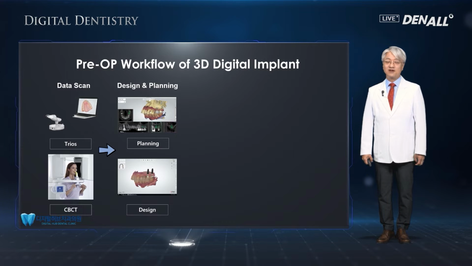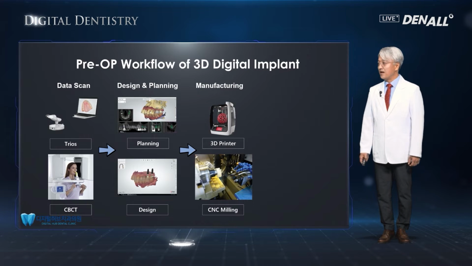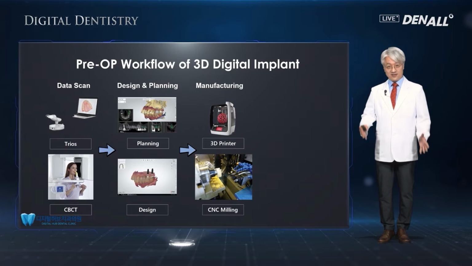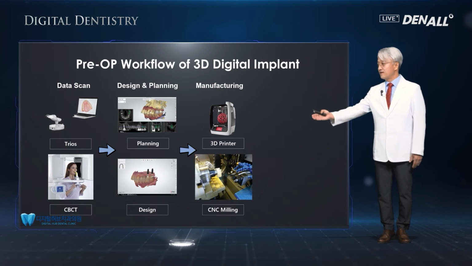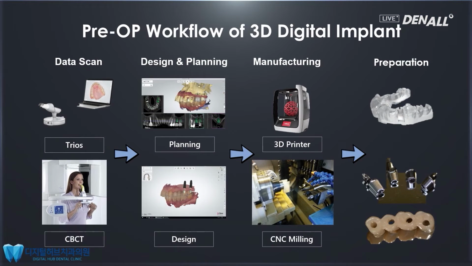So at the bottom, you see the Dental Manager software. We are going to talk about it to design crowns and abutments. Based on the designed file, a 3D printer or CNC milling machine is used to fabricate a guide, abutment, and zirconia crown in advance before surgery.